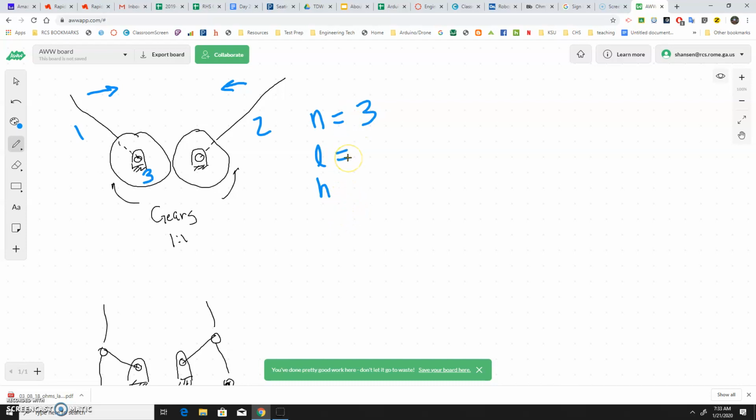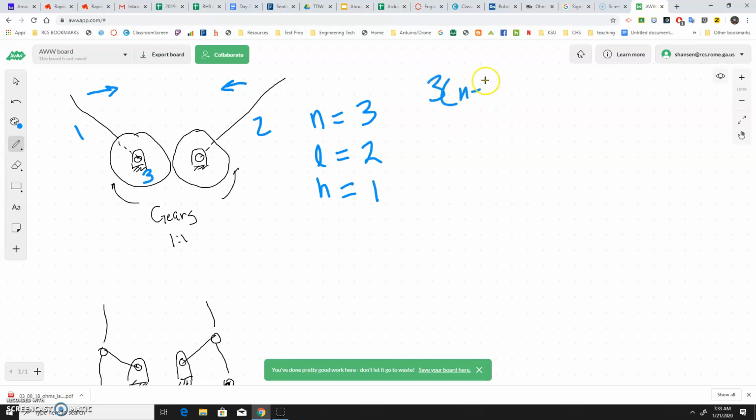If I'm looking at the number of lower pairs, if you guys remember, that includes revolutes, prismatic or slider mates, screw, bolt relationships. For this one, it's pretty simple. I've got 2 points that I can revolve around. I've got 2 revolute joints. So L is going to be 2. And here, since we have a gear relationship, the gear teeth constitute a higher pair, and so that's going to be 1 higher pair.